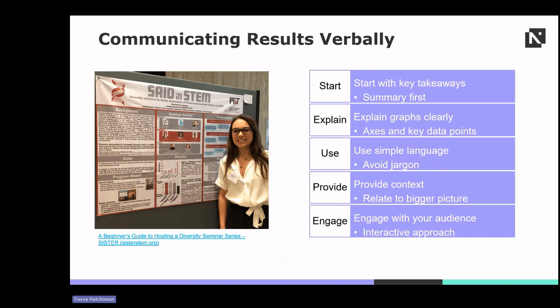And then finally, engage with your audience. Encourage questions and discussions to ensure understanding and to make the presentation more interactive. Use questions or prompts to engage your audience and clarify any uncertainties.